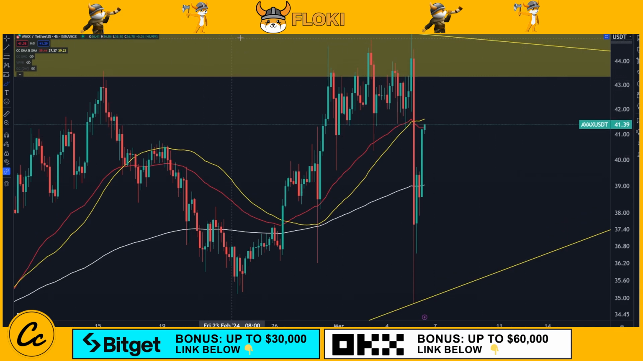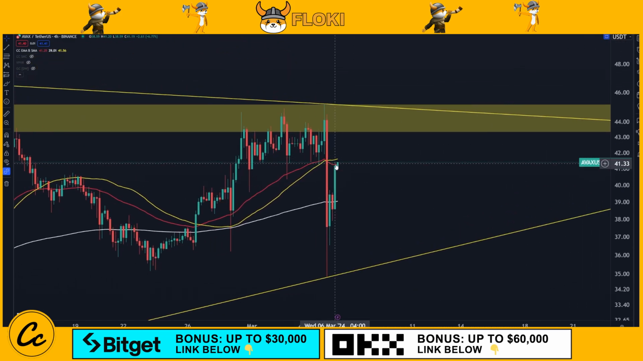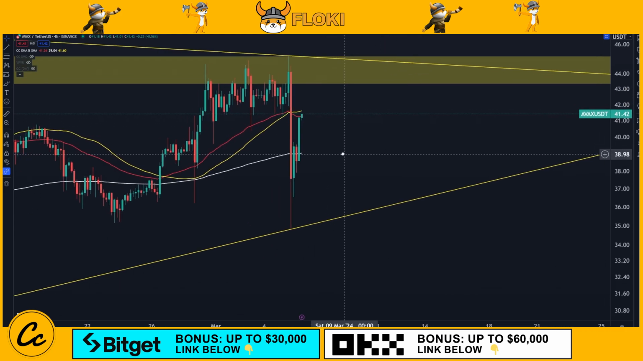So we have to bear in mind that where we currently sit, we want to see a breakout of those EMAs. We also want to come back up to our range here, and we want to get a break above our trend line. And we ideally want to close a candle above $45.18 to give us a kind of bullish momentum to it.